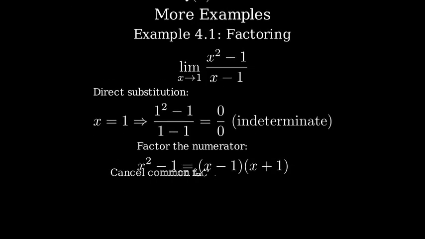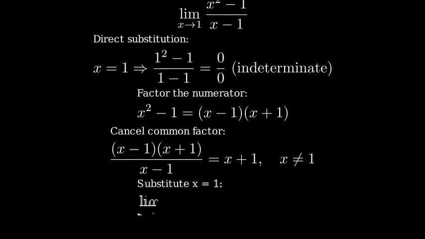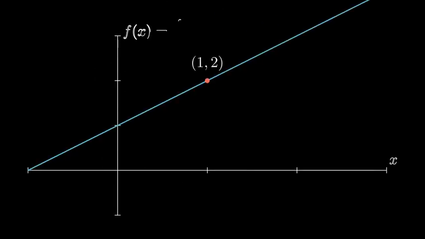This gives us x minus 1 times x plus 1 divided by x minus 1, which simplifies to x plus 1 for x not equal to 1. Now we can substitute x equals 1. The limit equals 1 plus 1, which is 2.